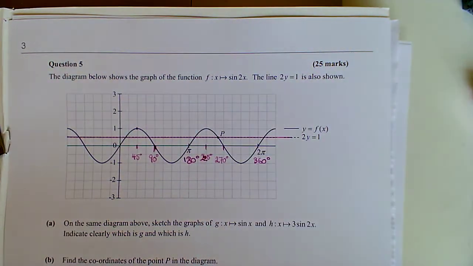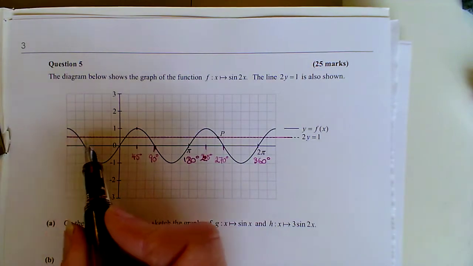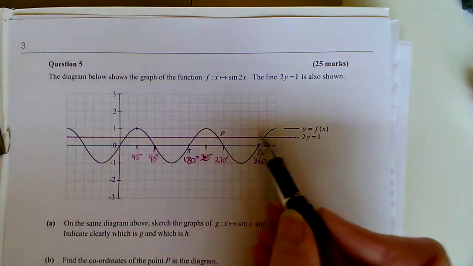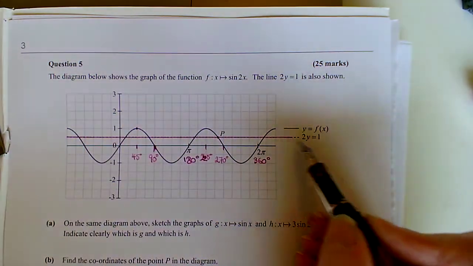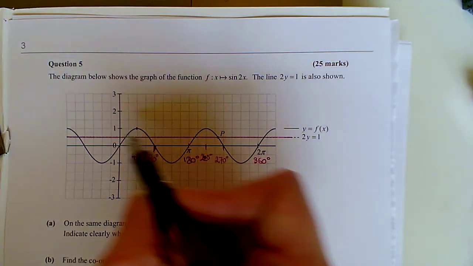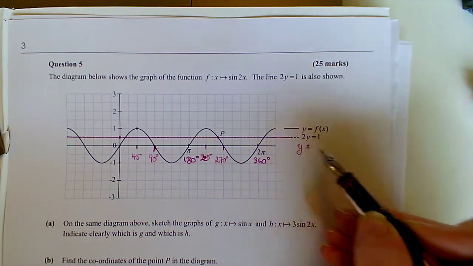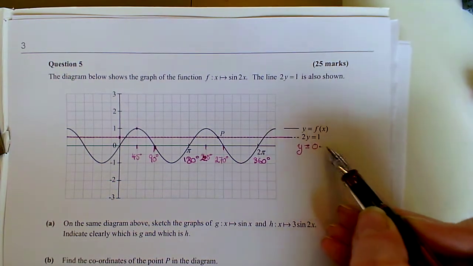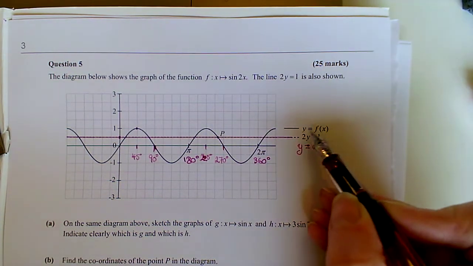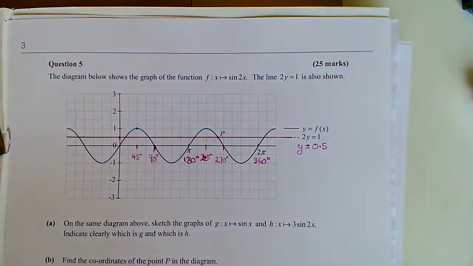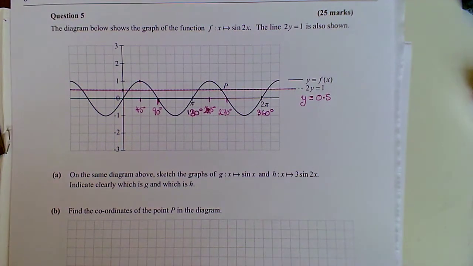Right, then they also have the line, which is intersecting the graph at several different points, and the line is called 2y equals 1. Well, we can see that that's the same as calling this line y equals 0.5 or half. So dividing across by 2, we get y equals 0.5. Okay, on the same diagram above, sketch the graphs of sine of x.